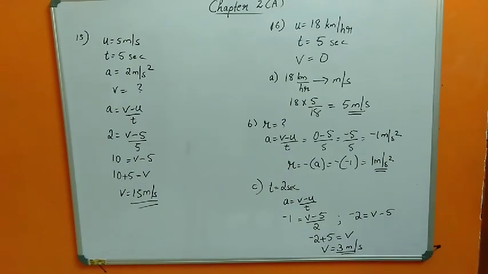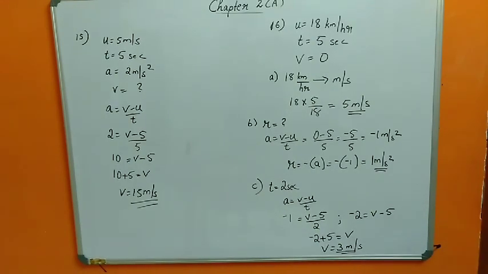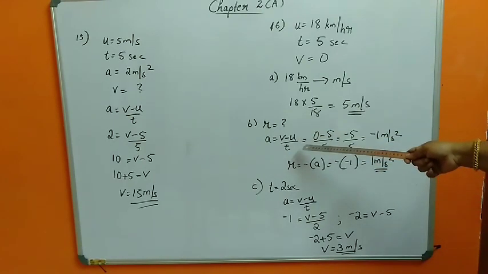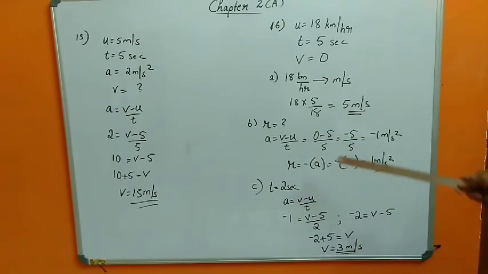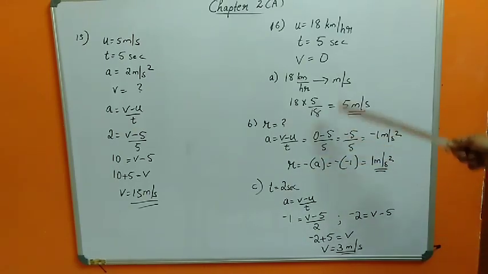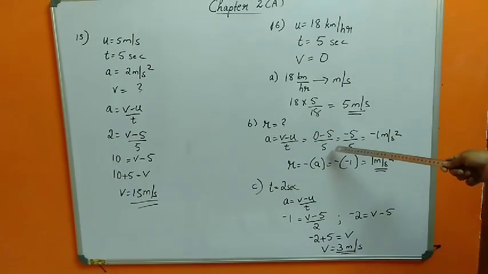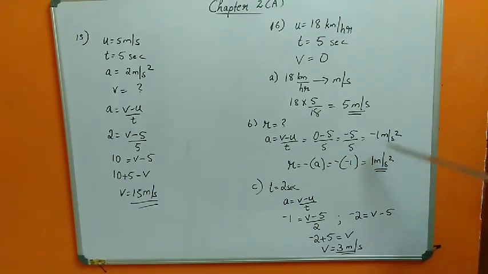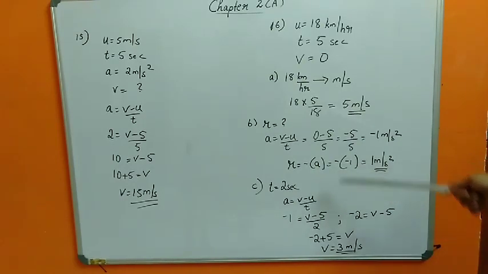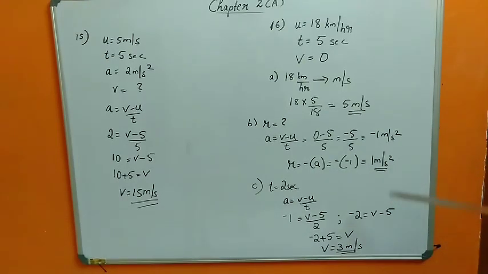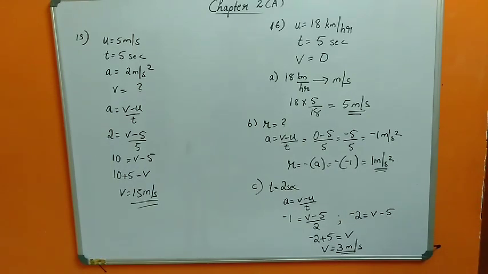Second sub question is, calculate the retardation. So retardation we have to find. We have the formula for acceleration, v minus u by t. Finally it comes to 0 minus 5 by 5. 0 minus 5 is negative 5 by 5. You will get negative 1 meter per second square. So we just found acceleration, but the question is to find the retardation. That means retardation is the negative of acceleration. That means negative of negative 1. You will get positive 1 meter per second square.